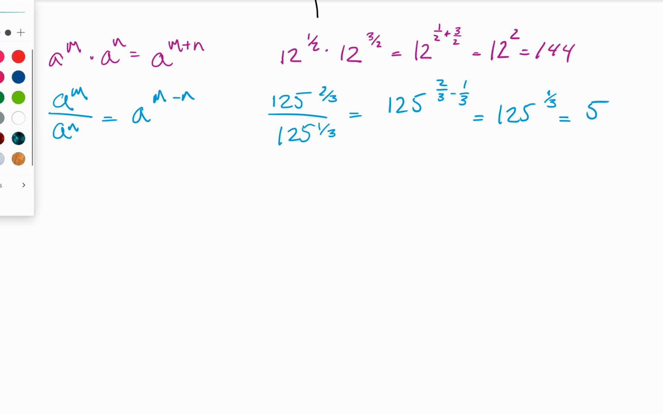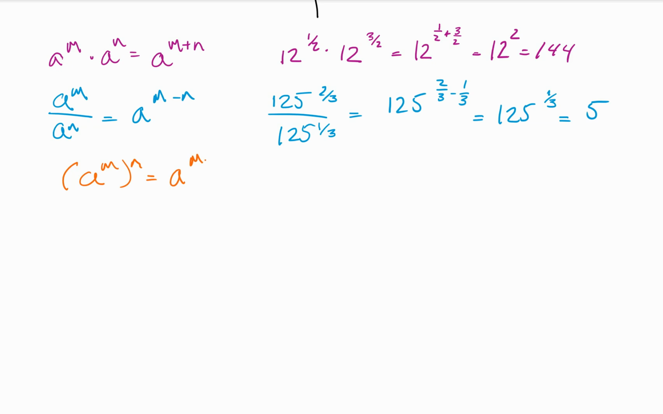Power of a power. If I have a to the m to the n, it is a to the m times n. So that would be like, let's say I had 8 to the 2/3 cubed. Give an example kind of similar to this. This would be 8 to the 2/3 times 3. 2/3 times 3 is 2. So I just have 8 squared, which is 64.